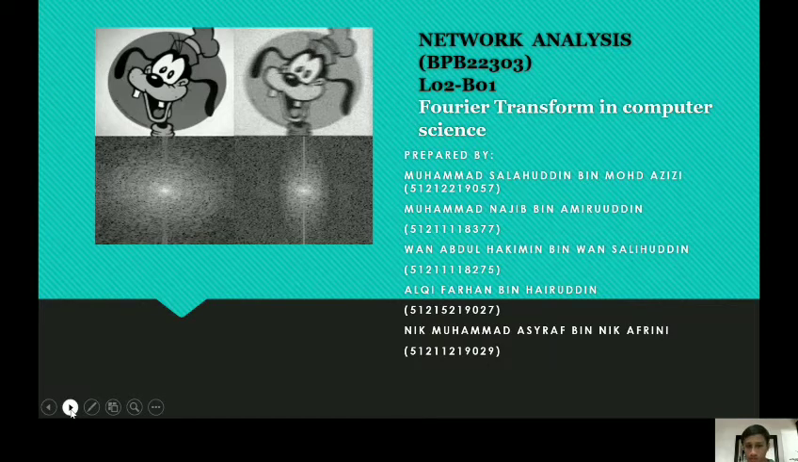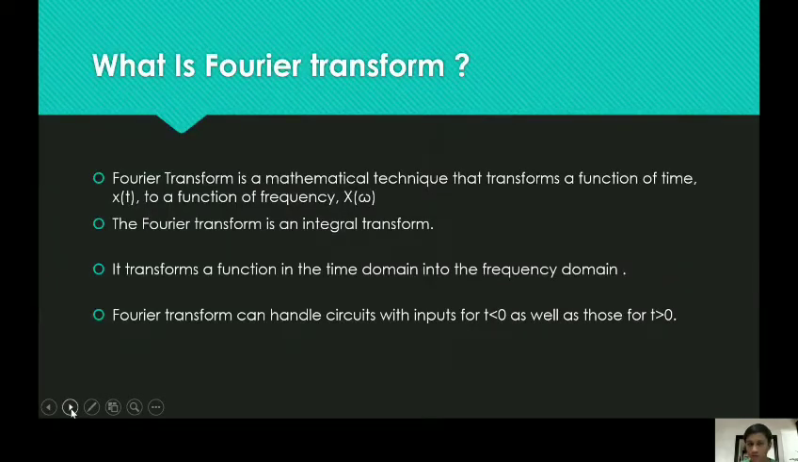Okay, we go to the introduction. What is Fourier transform? Fourier transform is a mathematical technique that transforms a function of time to a function of frequency, which means from the time domain to the frequency domain. Fourier transform is an integral transform, which means every Fourier transform must be integrable. And the third one is it transforms a function in the time domain into the frequency domain. And the last one, Fourier transform can handle circuits with input for t less than 0 as well as t more than 0.